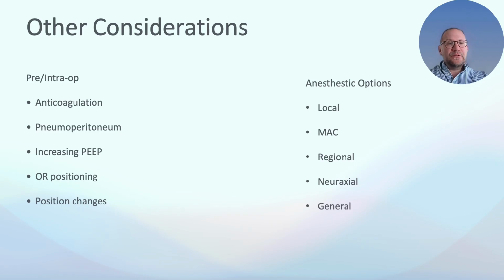But aside from that, there's other considerations and other anesthetics that we can think about depending on the type of surgery needed, right? There are concerns that patients who have PH or PAH are anticoagulated. We know that there's changes depending on the surgical technique and in specific pneumoperitoneum, or how we're managing the ventilator, as well as positional changes in surgery.